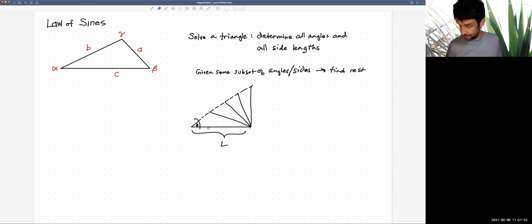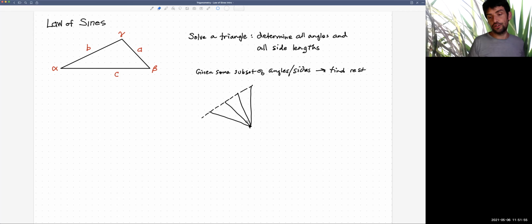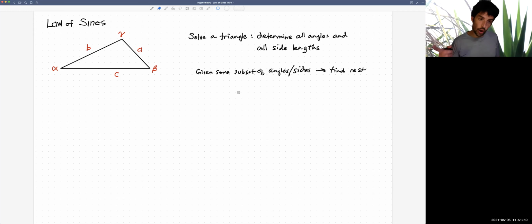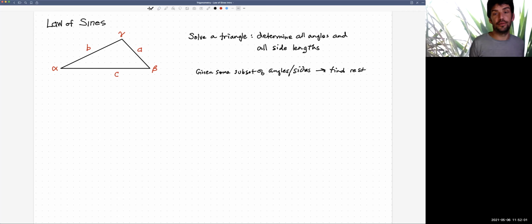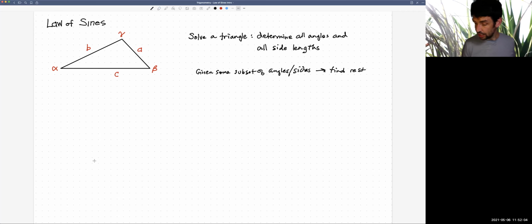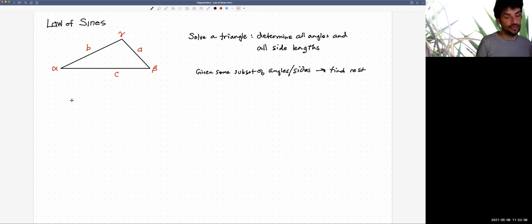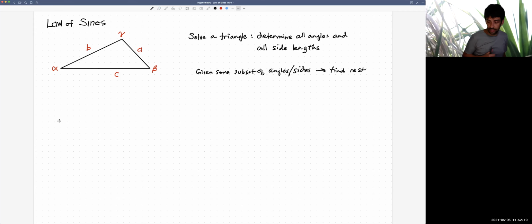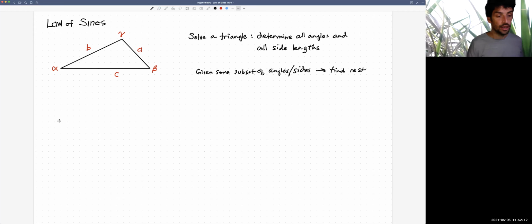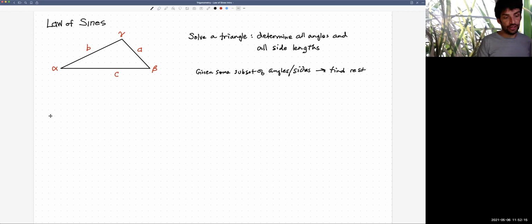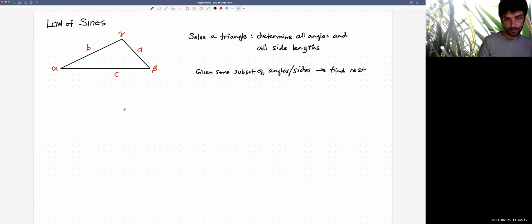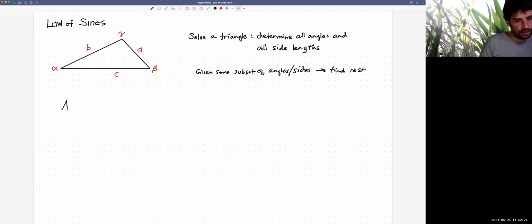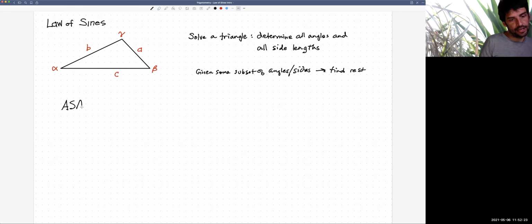So it turns out there are a few situations we'll find ourselves in where it will be determined. Almost. There's one that does have a small amount of ambiguity, but we'll talk about that in a second. So let's go through these three situations. Then we'll build the law of sines and we'll do an example. So the first situation, the first type is called angle, side, angle, ASA.